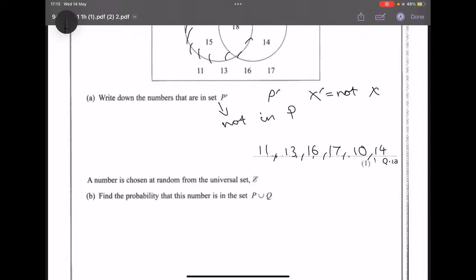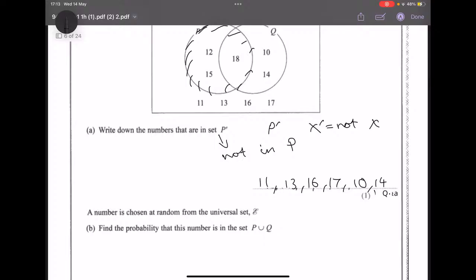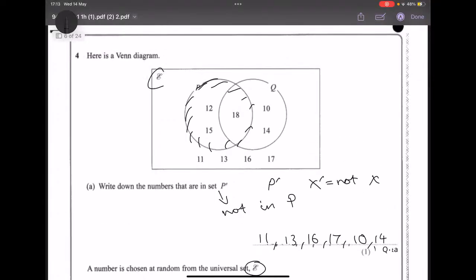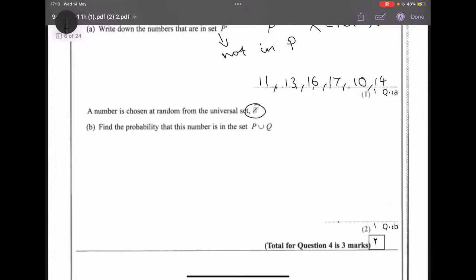Moving on to part B. A number is chosen at random from the universal set. Now the universal set is everything inside of this rectangle, even anything that is not included in either of P and Q. Now the probability that the number is in the set P union Q.